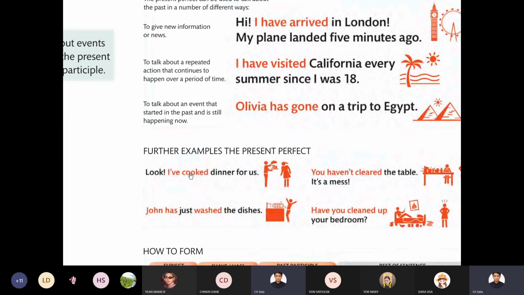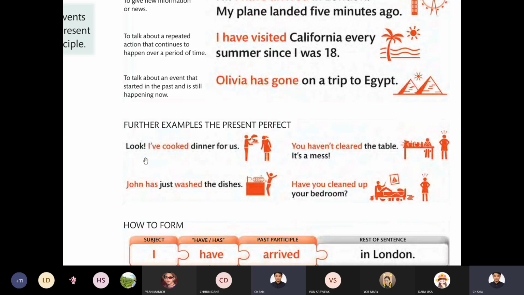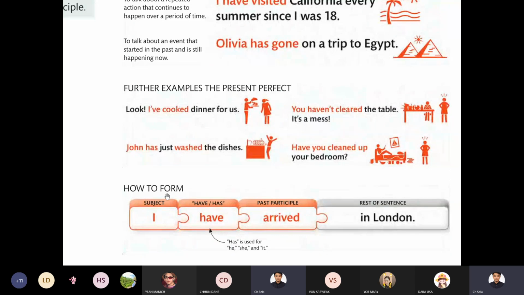All right, a further example you can see here. Look, I cooked dinner for us. John has just washed the dish. You haven't cleared the table. It's a mess. Have you cleaned up your bedroom? It's so dirty, man. Okay, how to form?